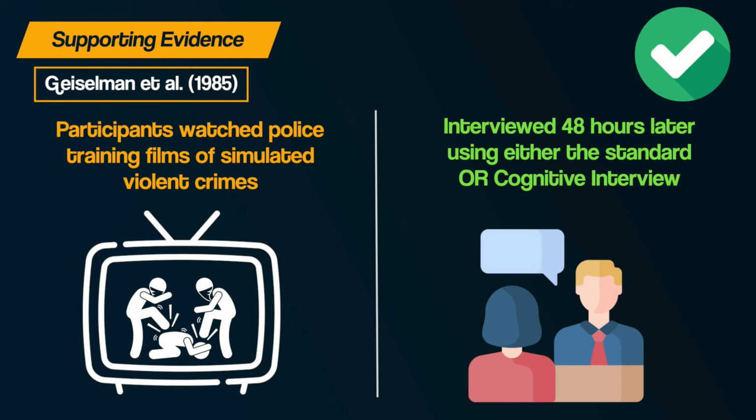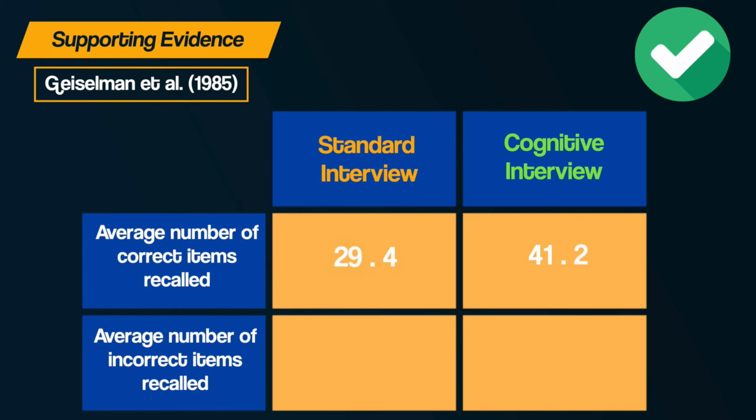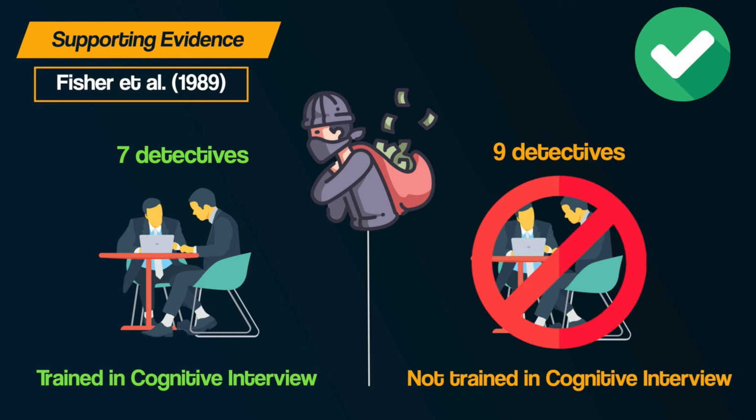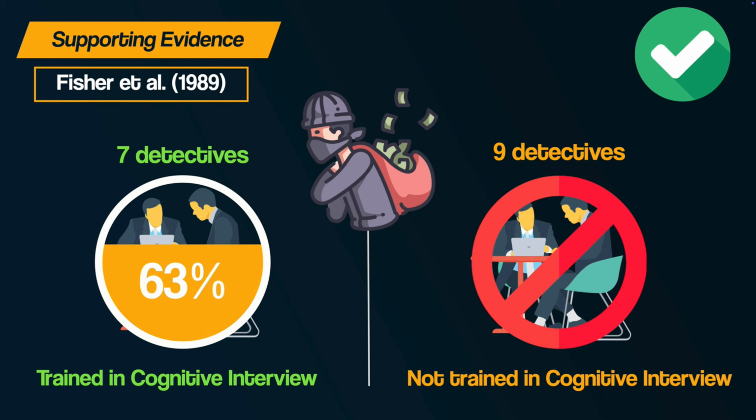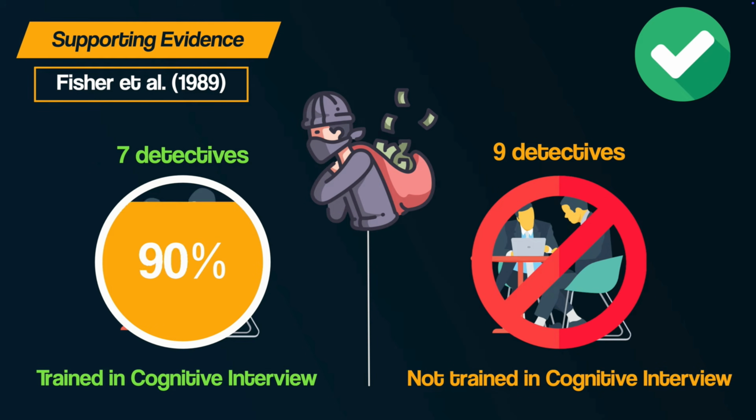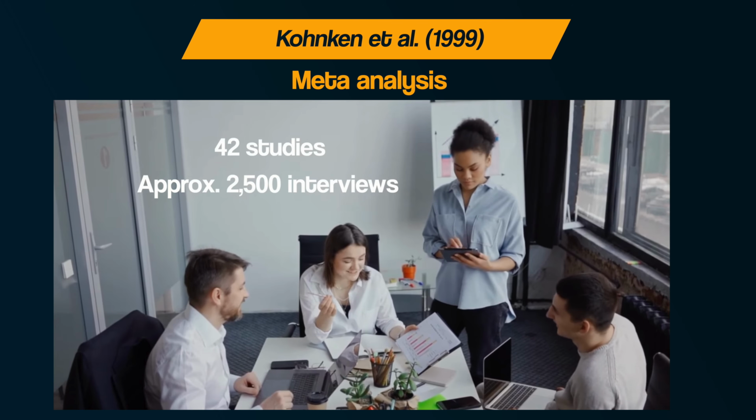Geiselman et al. in 1985 found that participants interviewed using the cognitive interview recalled more details compared to those who underwent a standard interview. However, there was no significant difference in the number of errors made in each condition, showing how effective the cognitive interview was. Further evidence comes from Fisher et al. in 1989, who found that detectives trained in the cognitive interview gained 63% more information than untrained detectives with over 90% accuracy.